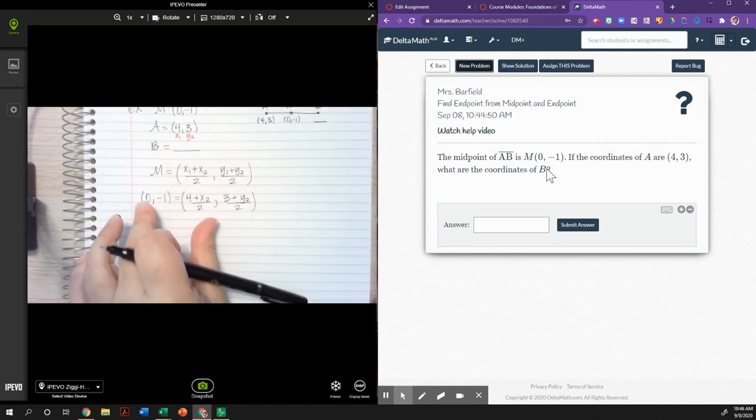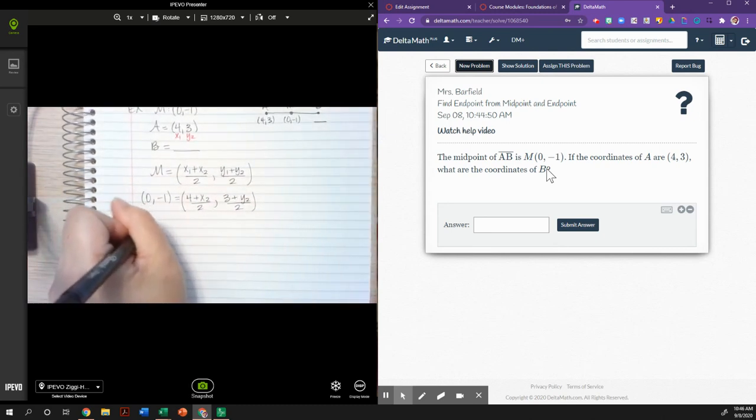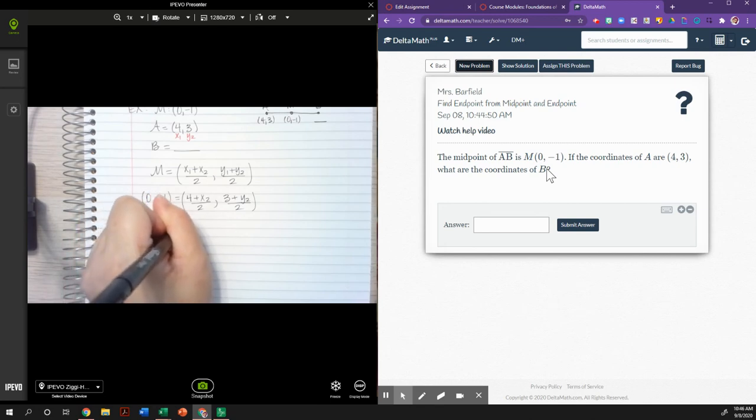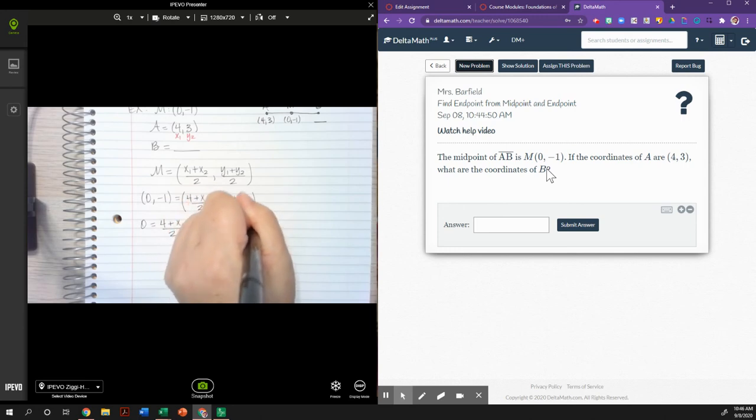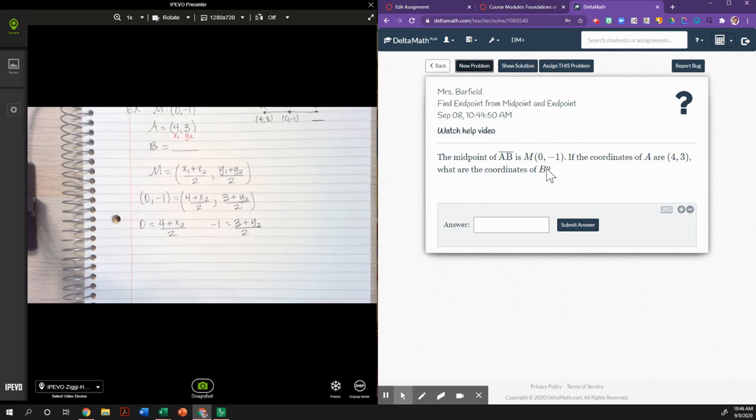Okay, so now I'm going to set my x's equal to each other. 0 equals 4 plus x2 over 2. And now I'm going to set my y's equal to each other. Okay, and then I'm just going to cross multiply and solve. So it's the same process. Once I get it going, it's the same process. 2 times 0 is 0. 1 times that is that. Subtract 4. So I get -4 equals x sub 2.